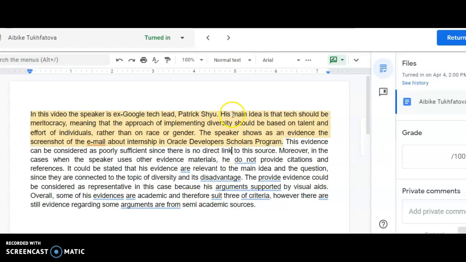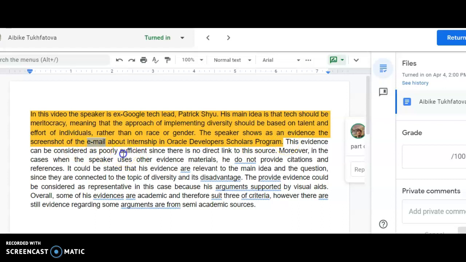Except in the exam, it would be the supporting idea you are discussing, right? And then what evidence the speaker uses. So in this case, you want to discuss it was basically an email that he shared from Oracle, right? As you say here, it's a screenshot of an email. Okay, now we have to discuss the three things: sufficiency, relevance, and representativeness, which is what you've done.